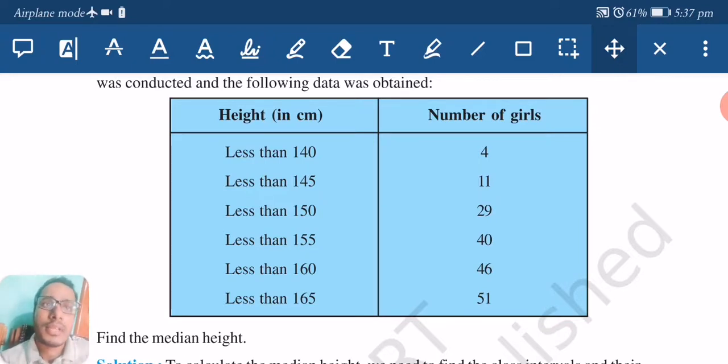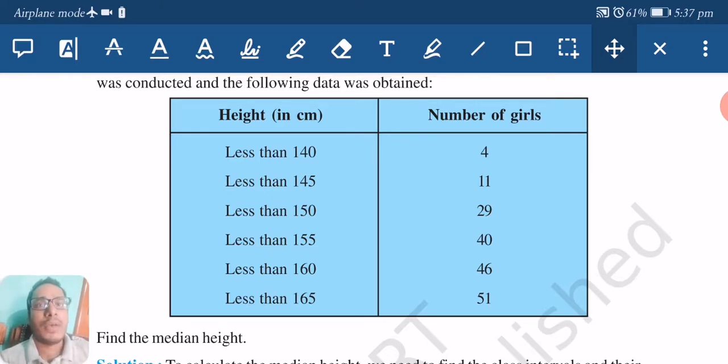And then the work is quite easier. The moment you get the cumulative frequency table, things are quite easier. Then the formula is applied. That's it. The number of girls is the frequency I was talking about. Number of girls is frequencies. So height in centimeters means less than 140. Less than 140 means what? 140 will be the upper limit, remember, upper limit.